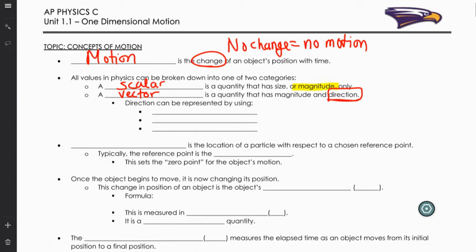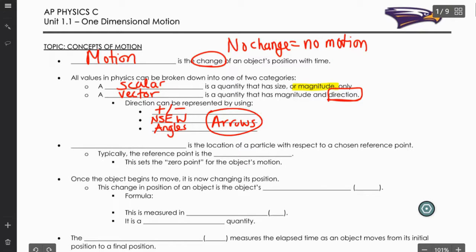Now, how can we represent direction? An easy way is plus or minus. You can use the compass directions: north, south, east, west. You can use angles. And at the beginning of 1.2, we're going to work a lot with simply arrows, drawn in the general direction and relative in size. Now, here we go. We're going to start talking more about these terms.